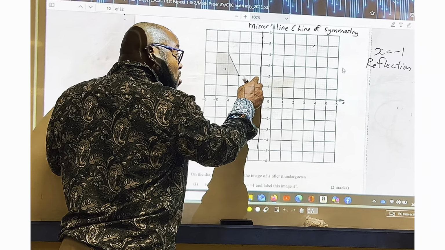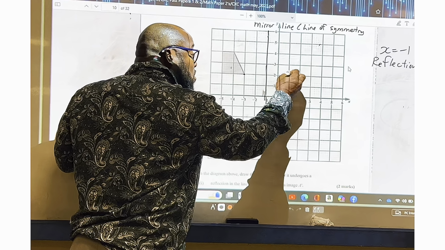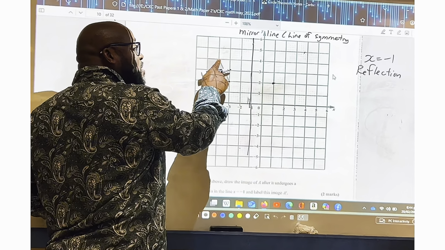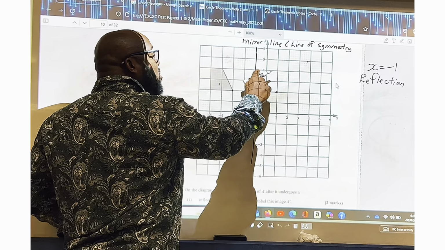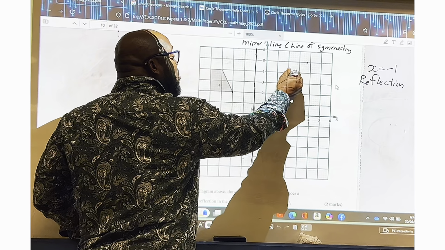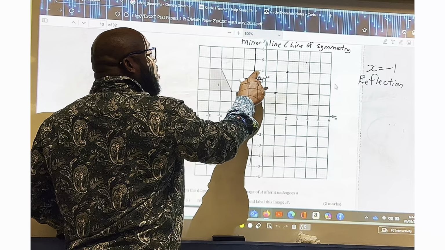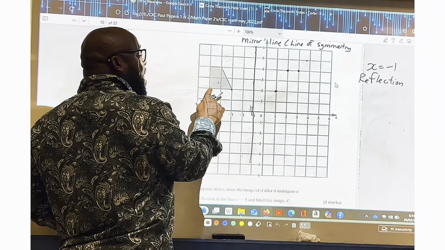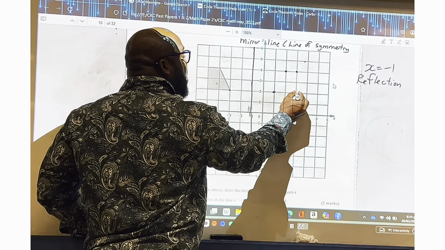1, 2. So over the other side of the mirror is going to be what? 1, 2. How far is this from the line? 1, 2. So let's go. The 3. 1, 2, 3. This is the 4 now. 1, 2, 3, 4.